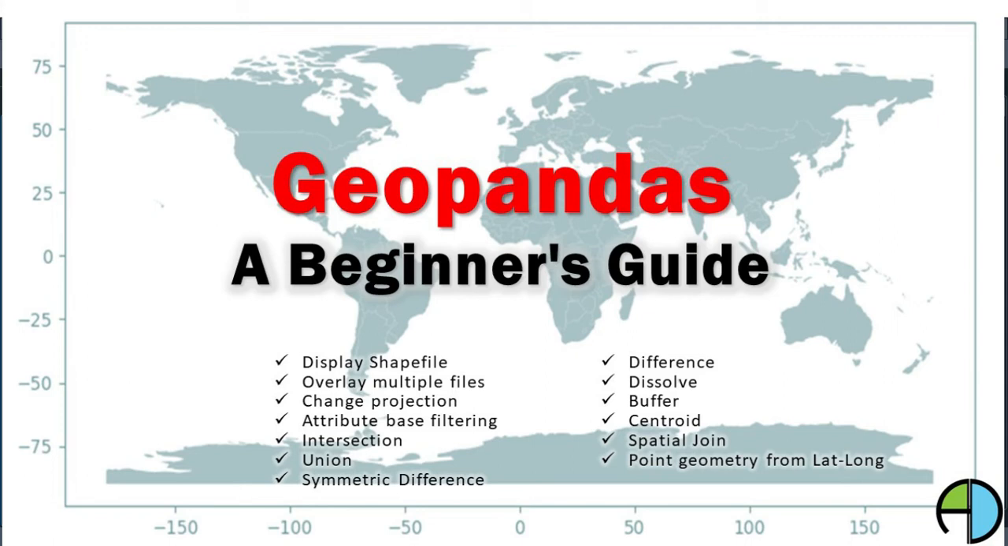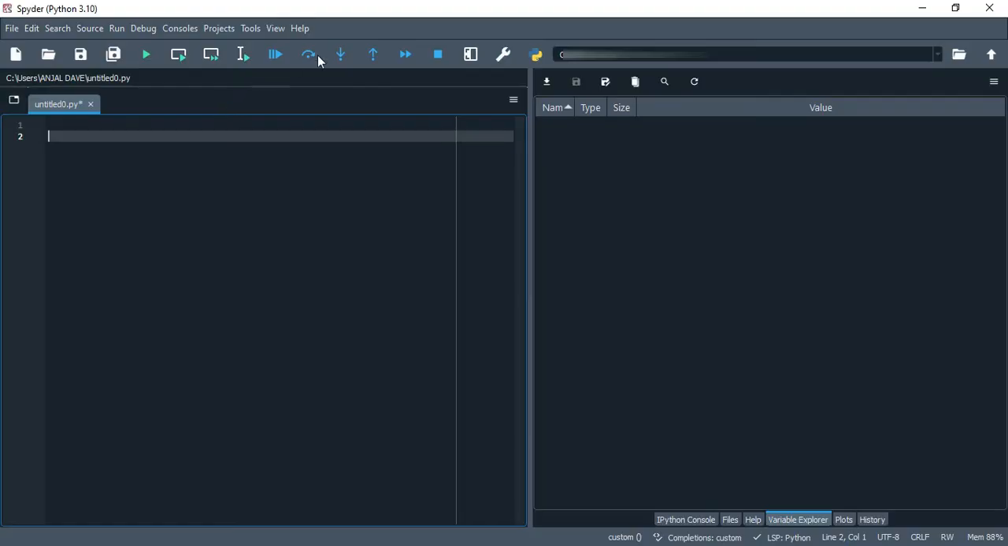Hello friends, welcome to yet another video on geospatial analysis using Python and the Geopandas library. Today we are going to work with the Geopandas library and perform various geospatial analyses like intersection, union, dissolve, spatial join, etc. You can see on the screen I have opened Spyder, which is an IDE for Python development, and we will start writing the code here.